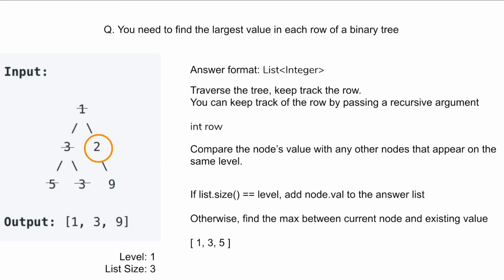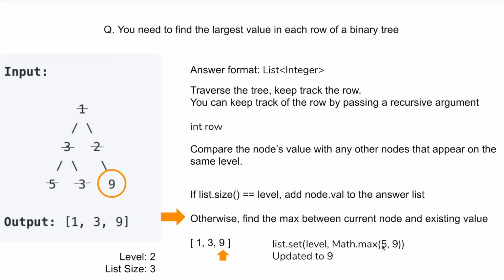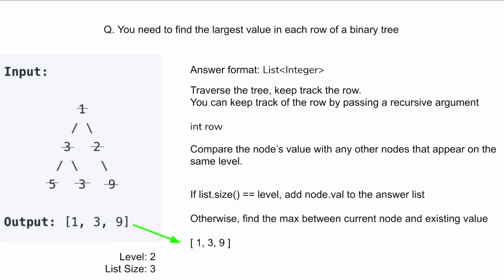So now we're going to recurse down to 9. And we're going to say, okay, is the current value that we have for level 2, which is index 2 over here, 0, 1, 2, the value that we have, which is 5, is it going to be larger than 9? So we're going to do a comparison. And as you can see, 9 is larger, so we're going to update our value to 9. And as you can see, using this methodology and this logic, the answer that we get now matches the answer that is provided by LeetCode.